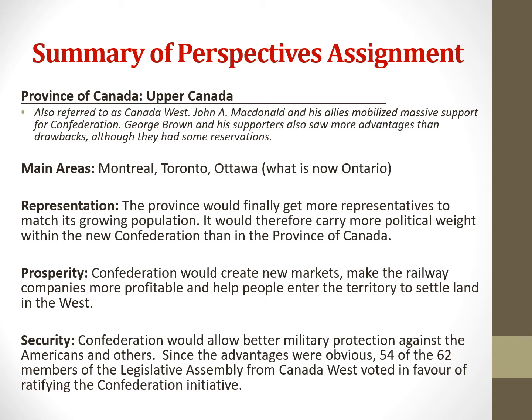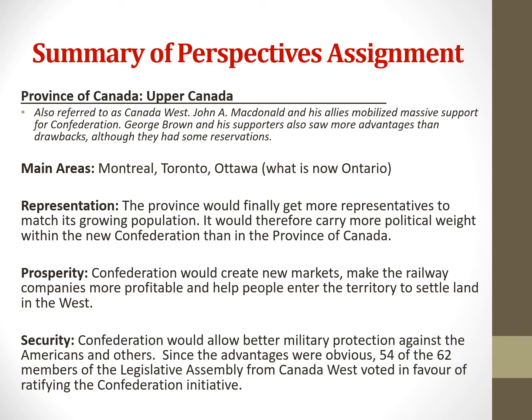So it says John A. Macdonald and his allies mobilized massive support for Confederation. George Brown and his supporters, that's the opposition, also saw more advantages than drawbacks, although they had some reservations. Some of the main areas in Upper Canada, obviously Montreal, Toronto, Ottawa. So this is essentially Upper Canada becomes Ontario.